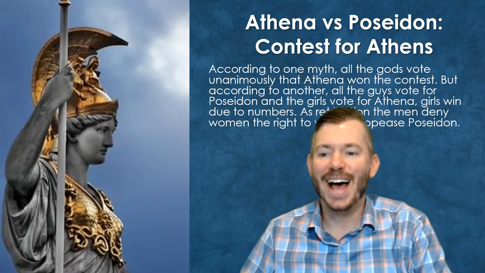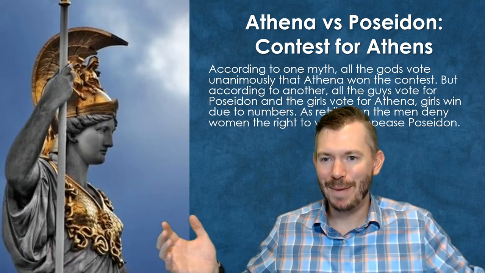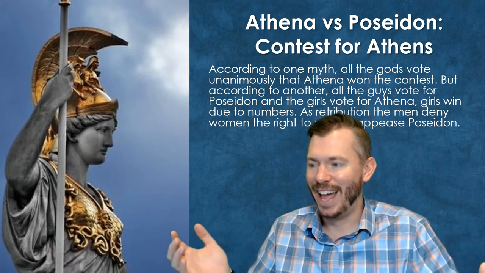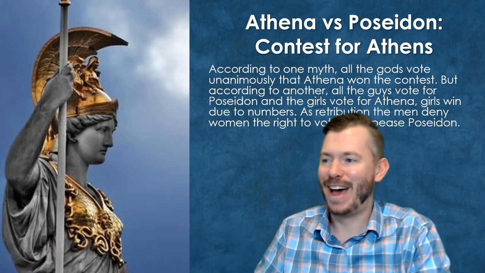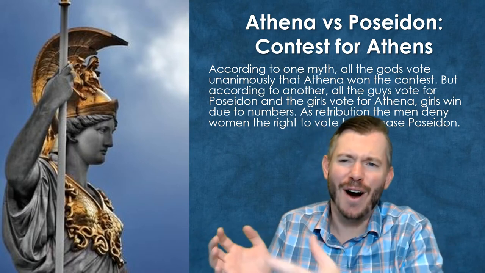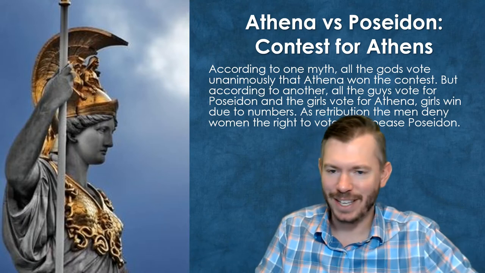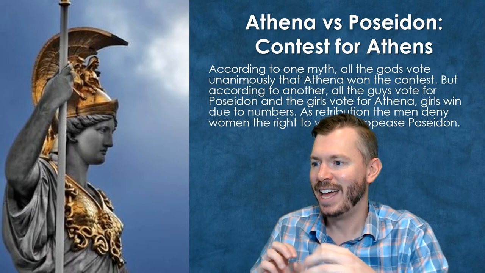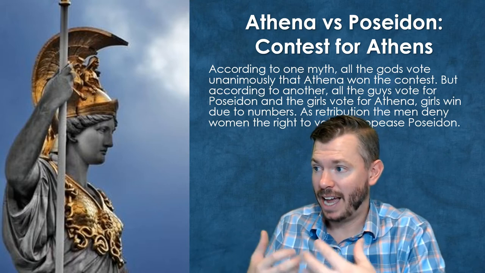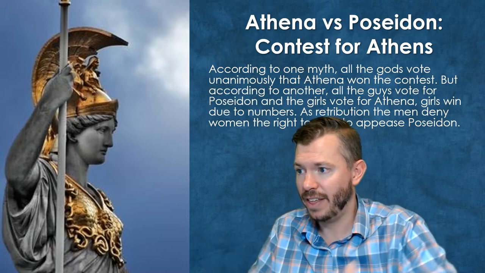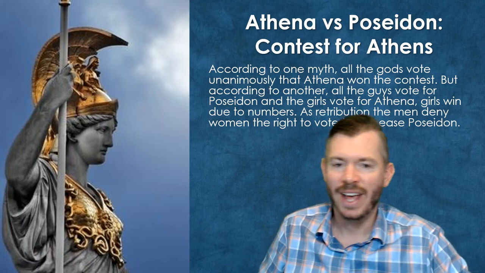Okay, now, so they've given their gifts. It seems like there should be an obvious winner. But there's not, the gods have to vote on who wins this thing. There are different versions of how that turns out. All the versions have Athena winning. Some say it was unanimously Athena. Others say it was a tie. It would have been a tie, but the girls vote for Athena. The guys vote for Poseidon. There were more girls than guys, so they win.